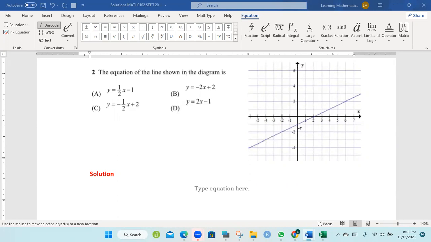Now let's look at the gradient. As you can see, the gradient is defined by the amount that y rises when x increases by 1. So if we start in here and increase x by 1, you can see y rises by a half. Every time we increase x by 1, y rises by a half.